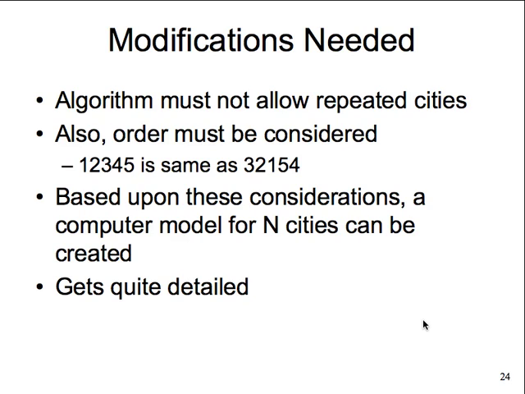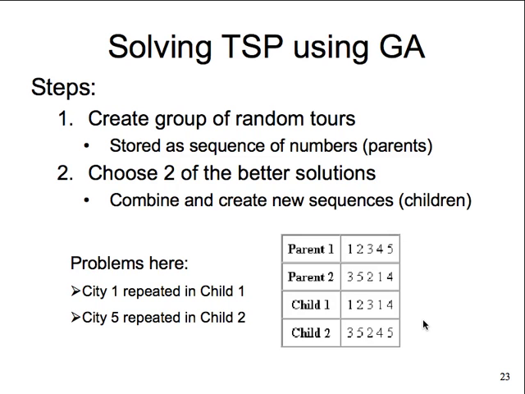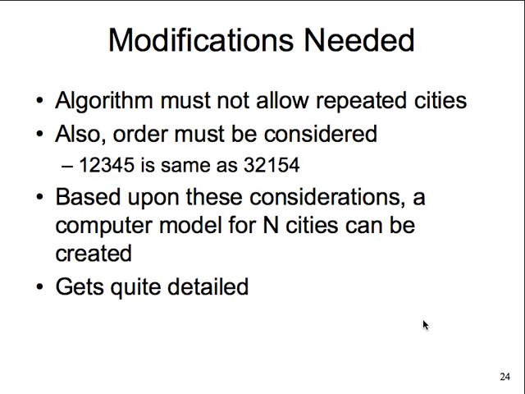Modifications needed: the algorithm must not allow repeated cities. Well, okay, forget this. You don't have to worry about these modifications. This is for if you're actually going to cover the traditional solution to the traveling salesperson problem, with no repeating cities. You can repeat cities all you want, actually. But it gets a lot more complicated when you can't repeat the cities. Also, the order must be considered. 1, 2, 3, 4, 5 is the same as, well, 3, 2, 1, 5, 4. It depends on the considerations.